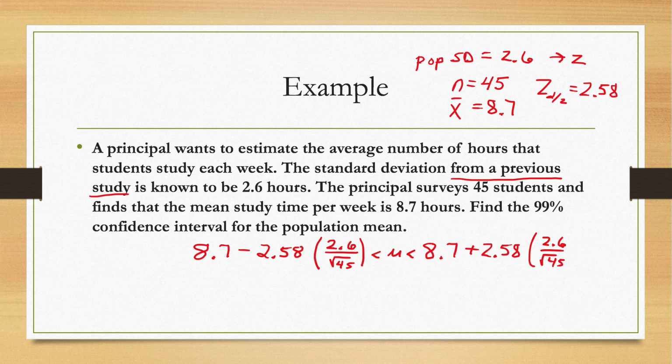Then you can go to your calculator and type that in and get an answer for both sides. On the left side, I get 7.70. And on the right side, I get 9.70. So that's an example of a z-score problem. Let's go ahead and look at one more with a t-value to be sure that we can do that type.